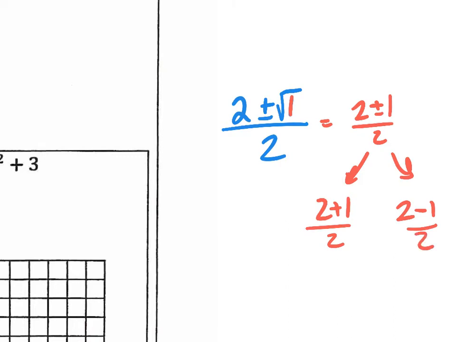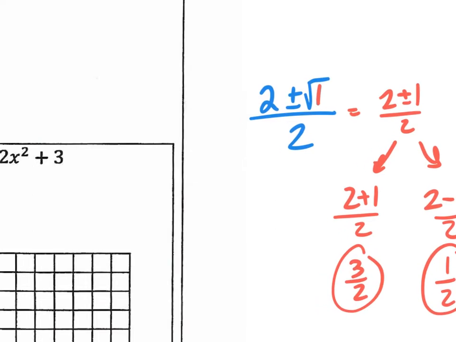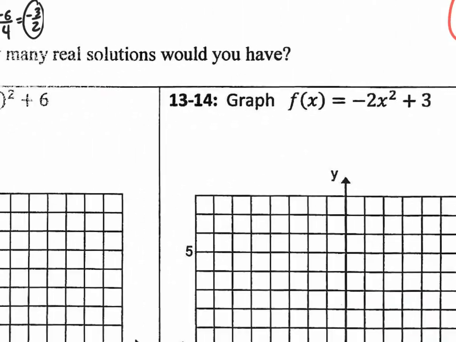So you really do get 3 over 2 as one answer, and 1/2 as the other answer. So even the discriminant of 1 will produce 2 real answers. Any negative discriminant produces no real answers. They're imaginary. Any discriminant of 0 will produce only 1 answer, because it doesn't matter if you add or subtract 0. You still get 1 answer only. Let's go back to here.